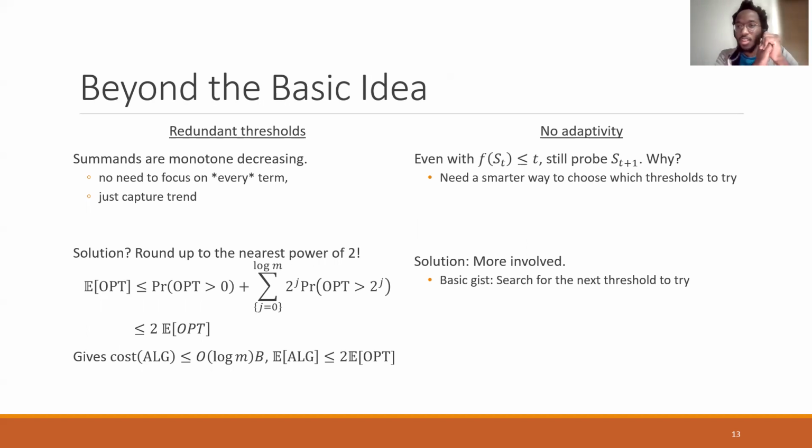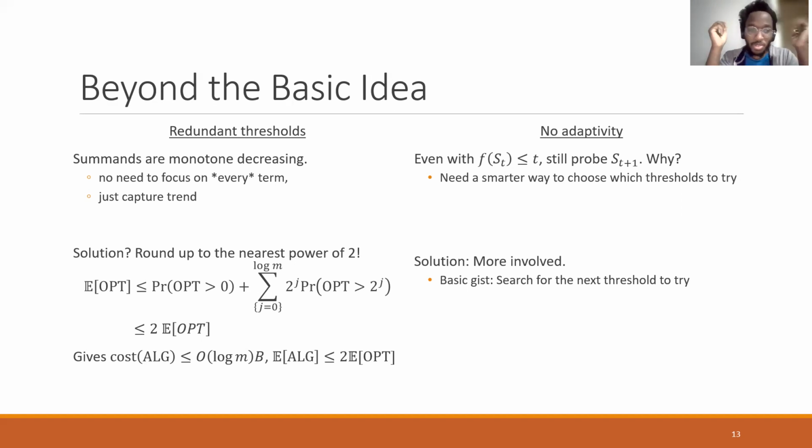Well, there are two kind of clear problems with our approach right now. The first clear problem is that the thresholds that we're probing are kind of redundant. And let me explain what I mean by that. Because the summands in this tail sum are monotone decreasing, we don't actually need to focus on minimizing every single term, because probably the policies are going to be very similar, and these probabilities are going to be very similar in value. So long as we're able to capture the general trend, then we'll be able to approximate things well.